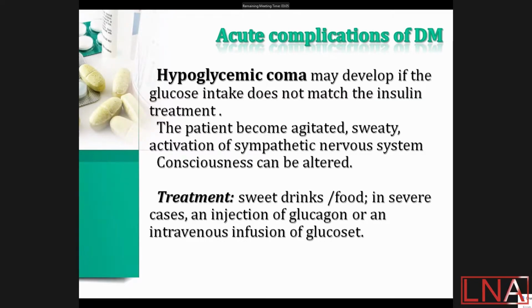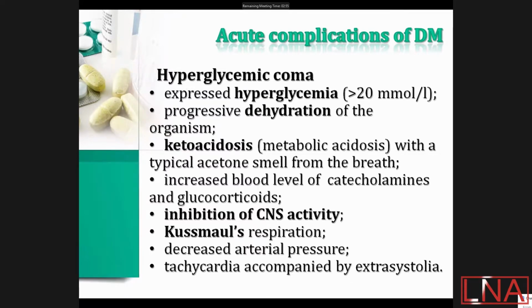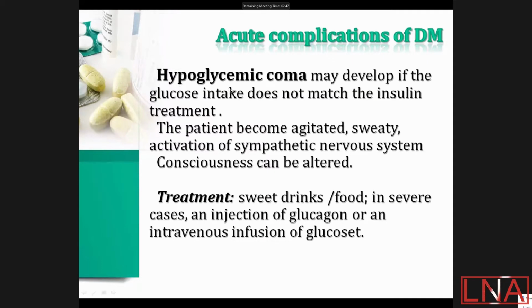For hyperglycemic coma, the patient needs hypoglycemic drugs like insulins or oral hypoglycemic drugs, depending on the type of diabetes. For hypoglycemic coma, the patient needs any food or sweet drinks, or sometimes if the patient is unconscious, so it's a severe case, an injection of glucose, for example an intravenous infusion of glucose solution.